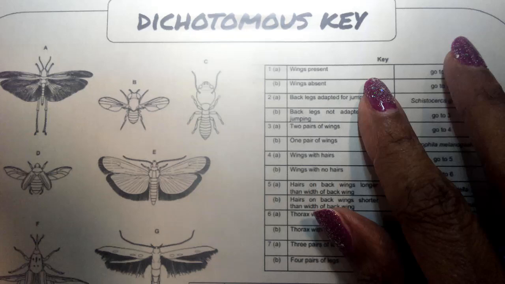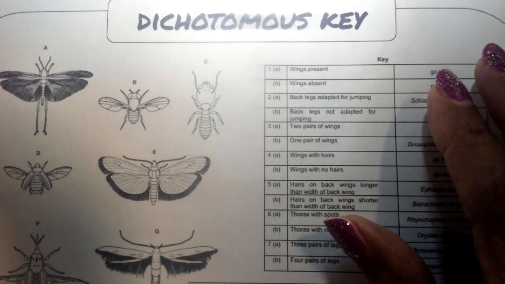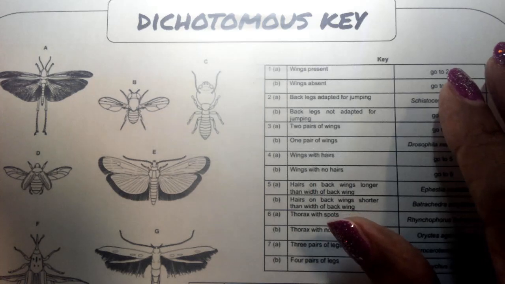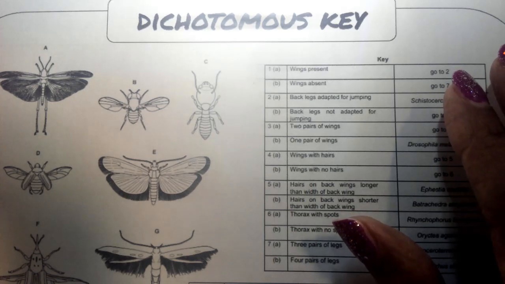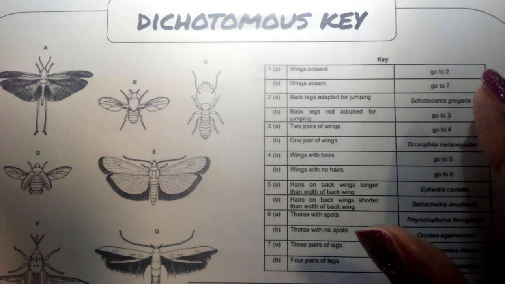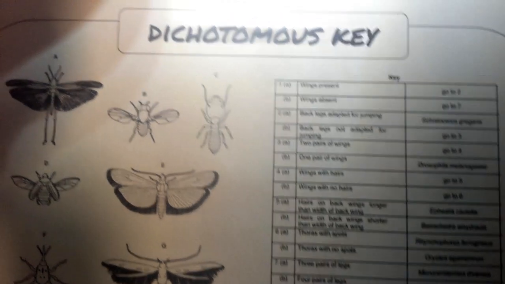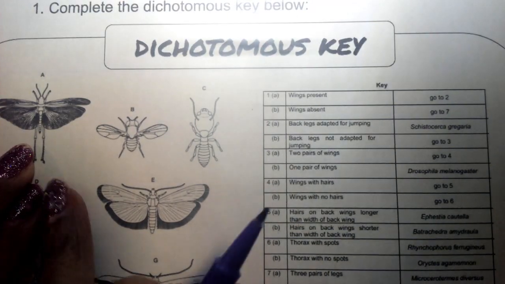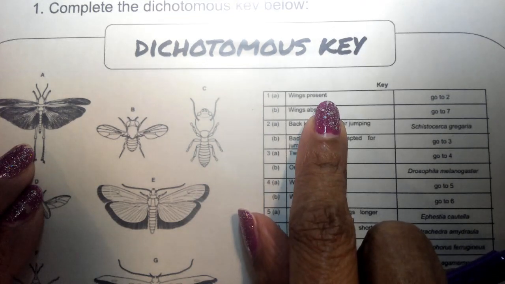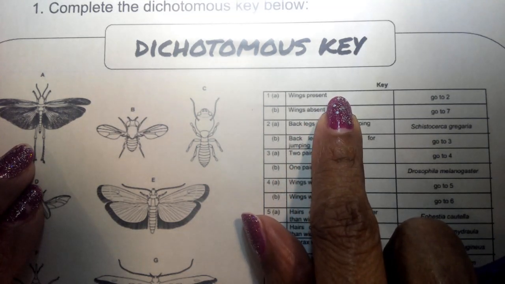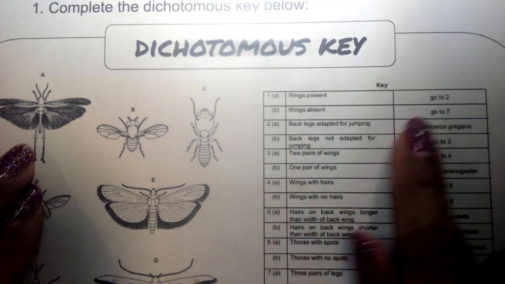So with a dichotomous key, you always start with the first two questions. And one of the limitations of this is that you have to know the vocabulary, and your interpretation might be different than the interpretation of the parameters, or the description rather, of the dichotomous key. All right, so let's get started. So we're going to look at letter A. All right, wings present, or wings absent. It does have wings, so we're going to go to number 2.